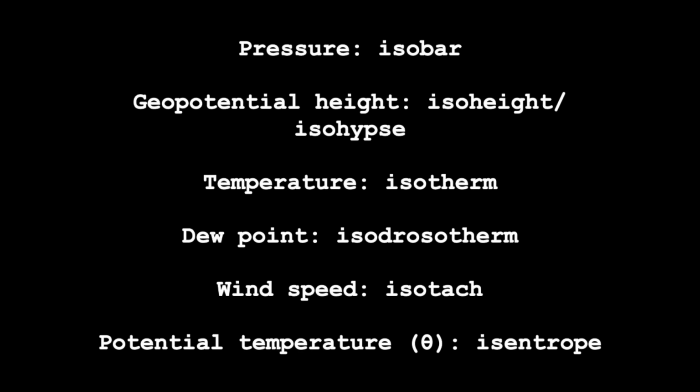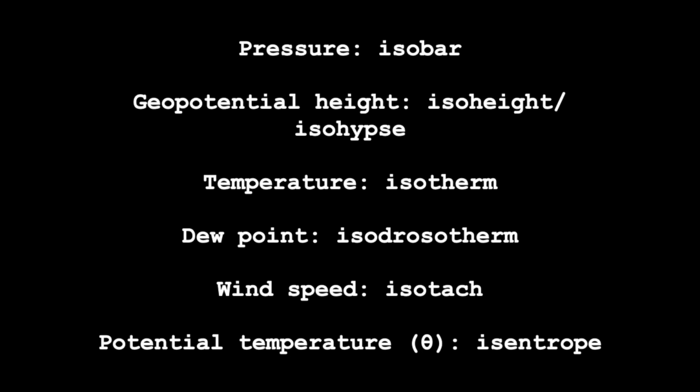Lines of equal pressure are called isobars. Lines of equal geopotential height are called isoheights or isohypses, or oftentimes just height contours. We'll talk about geopotential height a little bit more in detail when we get to upper air analysis. Lines of equal temperature are called isotherms. Lines of equal dew point are called isodrosotherms. Lines of equal wind speed are called isotachs.